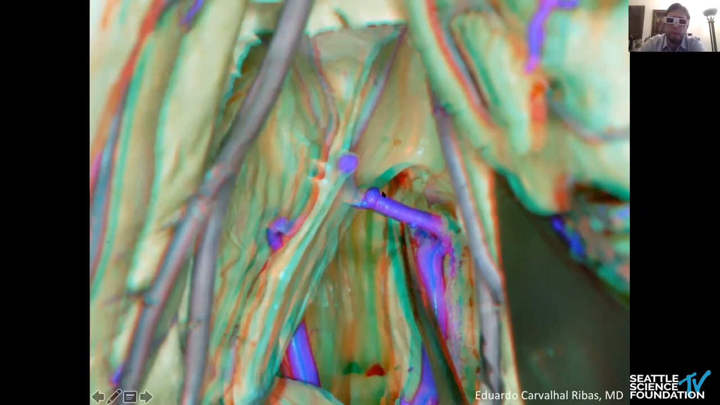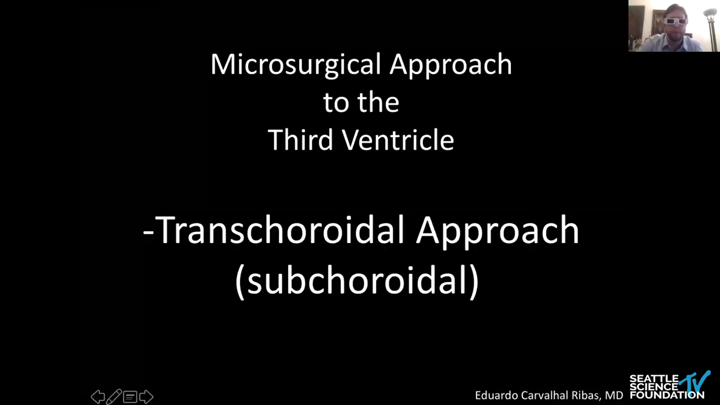If he wants to gain more anterior space, he can cut this vein here. This is the anterior septal vein. There's no major problem in cutting this vein. So if he wants to have access to the anterior part of the third ventricle, going through the tenia fornix, he can cut this vein. Now let's compare with the subchoroidal approach.